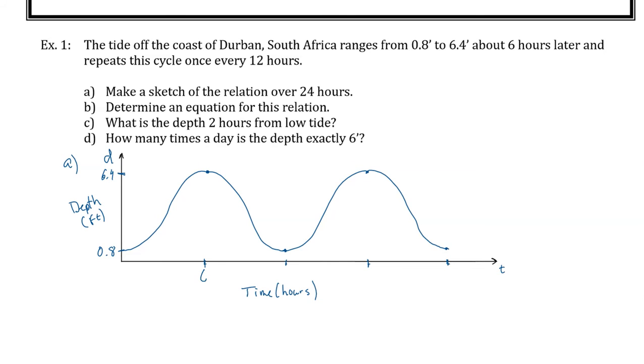So this is 6 hours to go from the min to the max, 12 hours to complete a full cycle, another 6 hours, 18 hours, and then 24 hours. And I should have asked you this, but if one cycle happens in 12 hours and we're drawing 24 hours, then obviously we're drawing 2 cycles, right? So I've got 2 cycles of this tide drawn here.